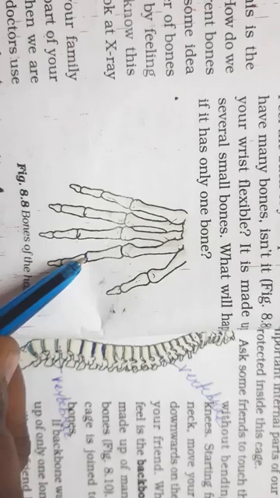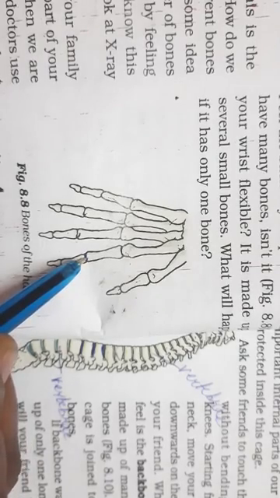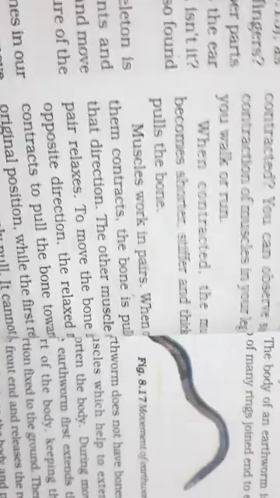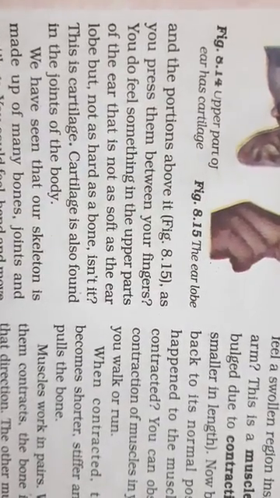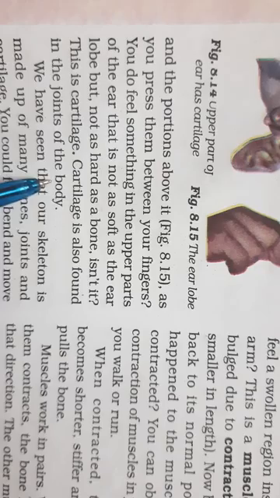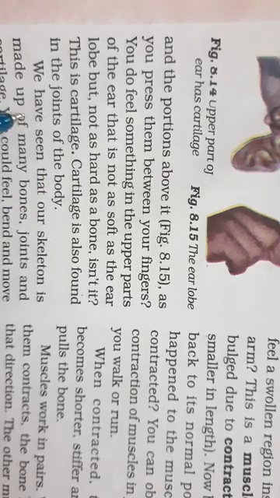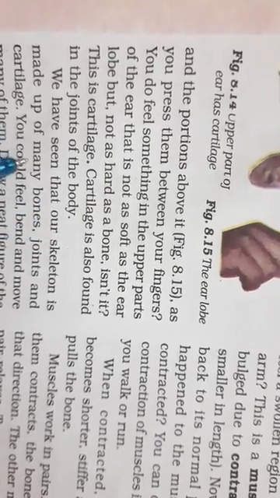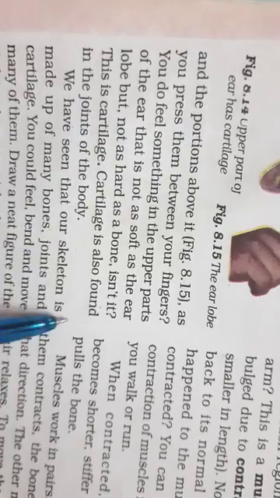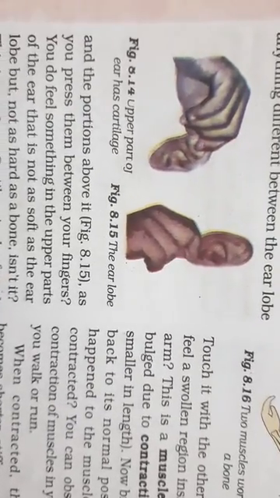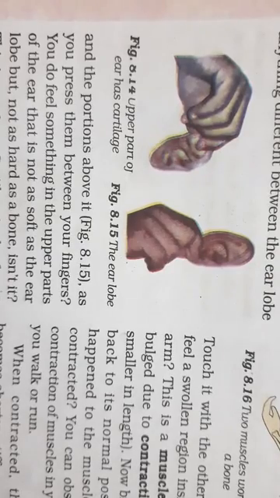So it protects all our bones. So cartilages are present in our ears, in our nose, and also found in every joint of the body. Clear, children? So now I have explained to you about the skeleton, that the skeleton is made up of many bones, joints and cartilages. The rest we will continue in our next video. Thank you, children.